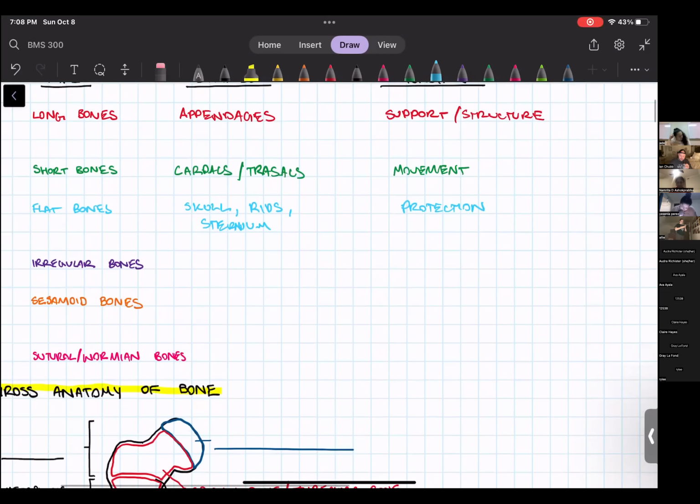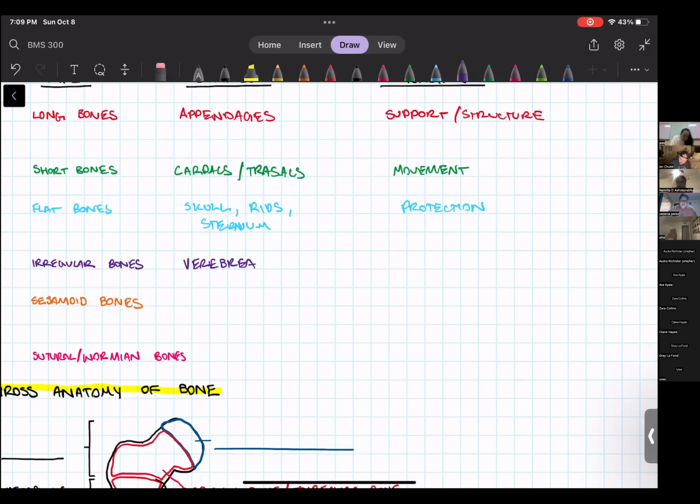What about irregular bones? Isn't it like the spinal cord? Bones in the face? Yeah, so be careful when we say spinal cord, right? Because cord would be nervous tissue, but we could say vertebral column. So all those vertebrae that protect the spinal cord for sure. That all sits in there.